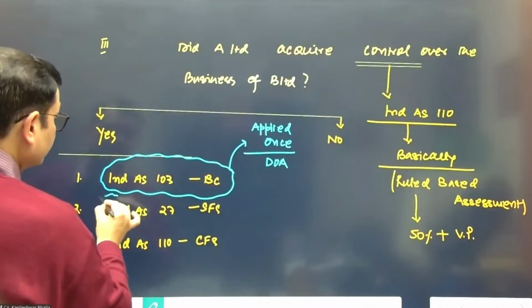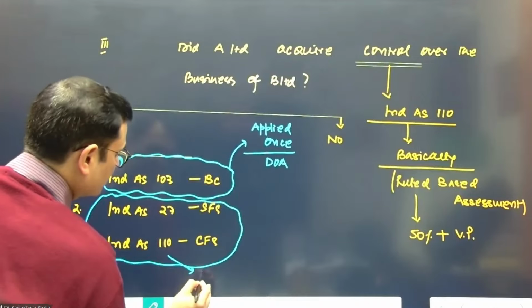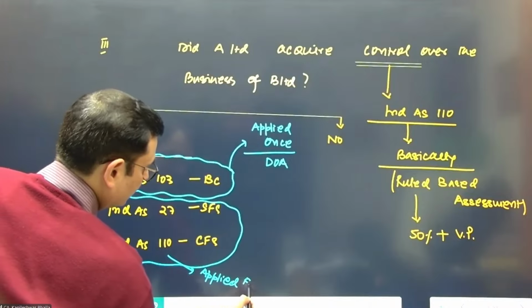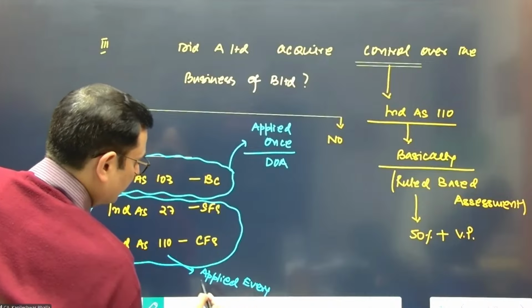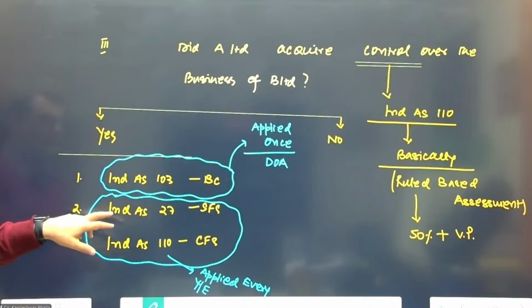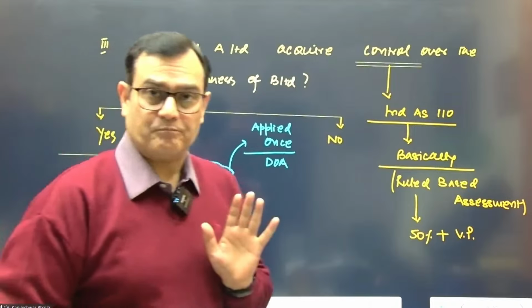But these two standards are going to be applied year by year. So these standards will be applied every year end because you're going to make two financial statements, your separate and the consolidated financial statements, to be prepared every year end.